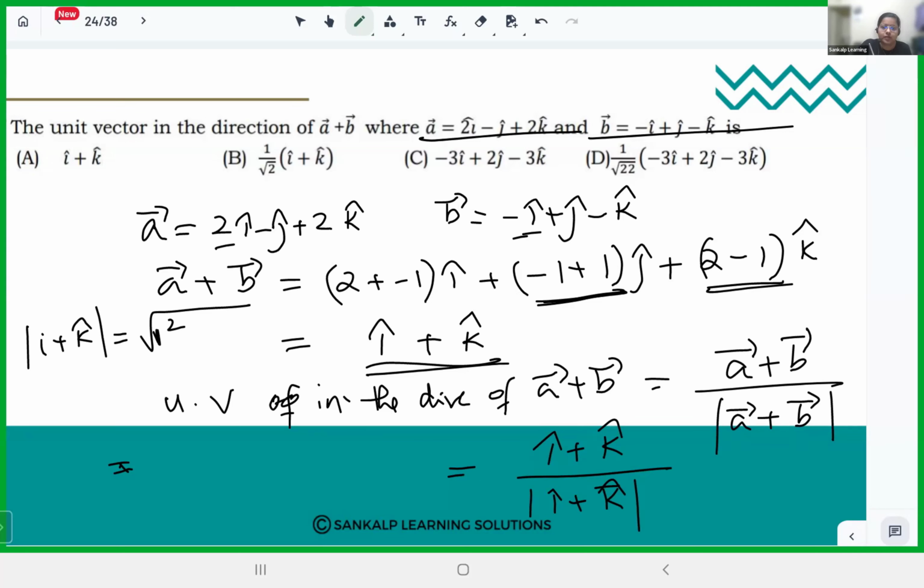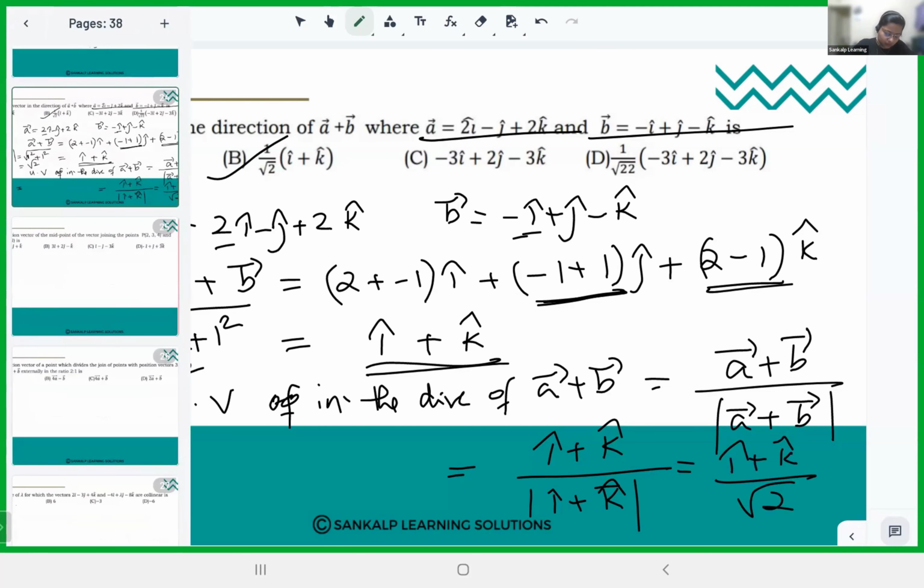So it is root of 1 square plus 1 square, that is equal to root 2, isn't it? Root 2 is the magnitude of that vector. So this is equal to vector i plus vector k divided by root 2. So which is the option? B option is right. Vector i plus vector k divided by root 2 is the unit vector in the direction of vector A plus vector B. Alright, now moving on to our next question.